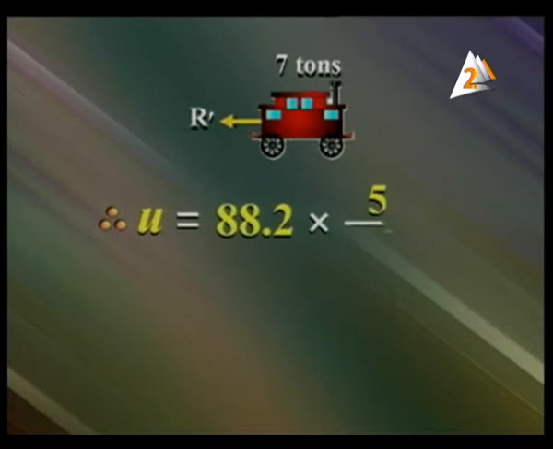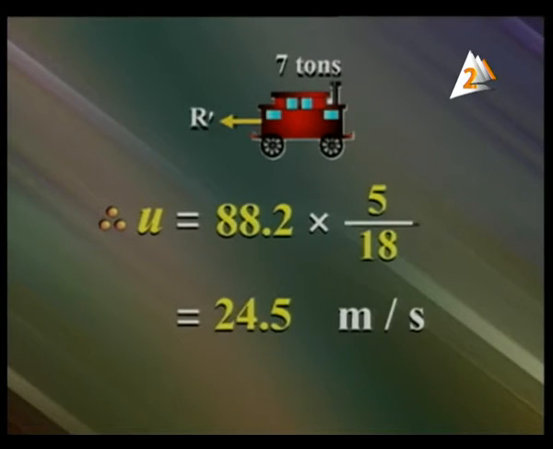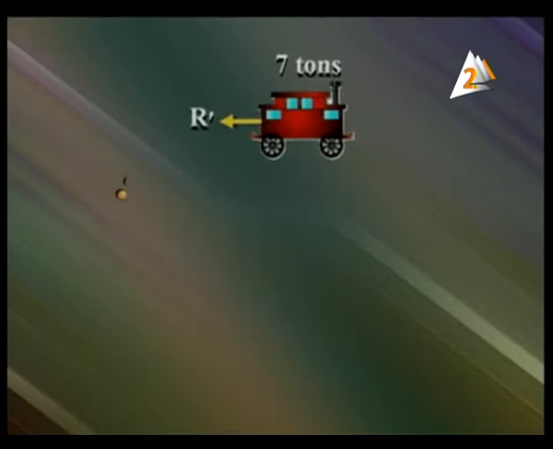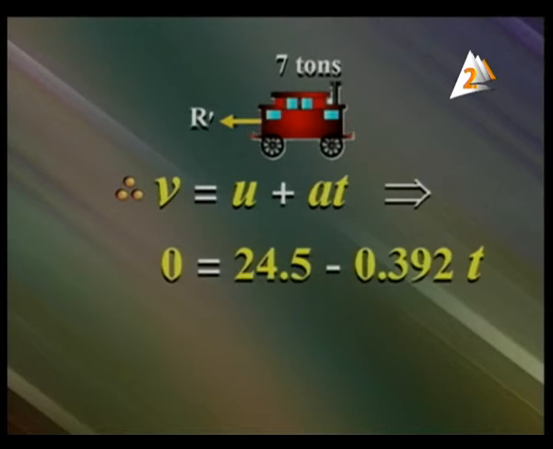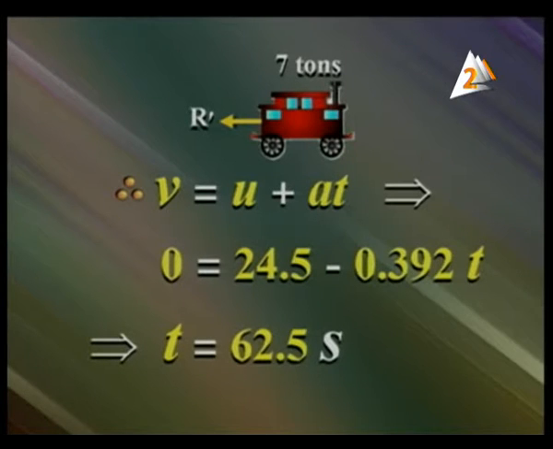Therefore, U equals 88.2 times 5 over 18, which is 24.5 meter per second. Therefore, V equals U plus AT, then 0 equals 24.5 minus 0.392 T. Therefore, T equals 62.5 seconds.